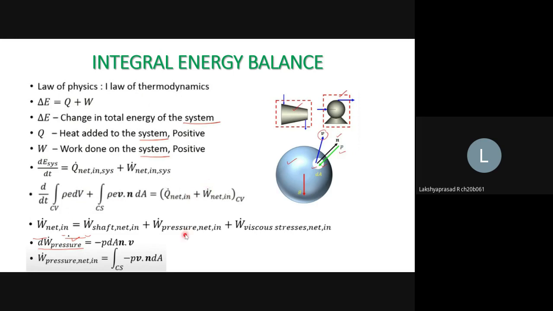So what does this rate of work done consist of? It is due to shaft work, due to pressure force, and also due to viscous stresses. This is the differential rate of work done by pressure, minus P dA, n dot V. In this picture, you can see it and we get it easily. And W dot pressure net in, for the entire control volume, will be the integral over the control surface of minus P V dot n dA.